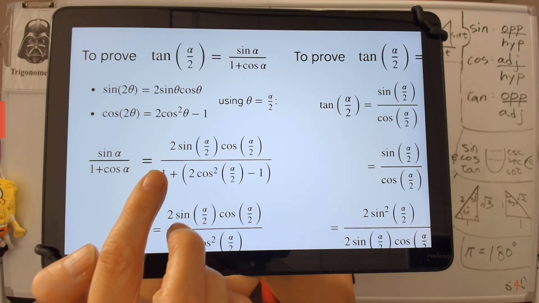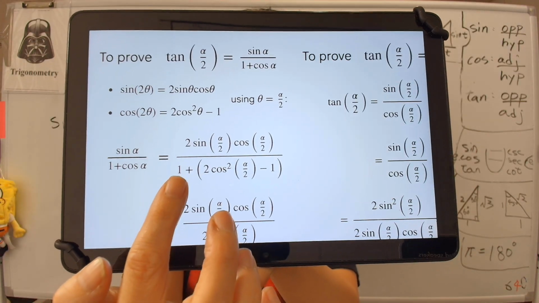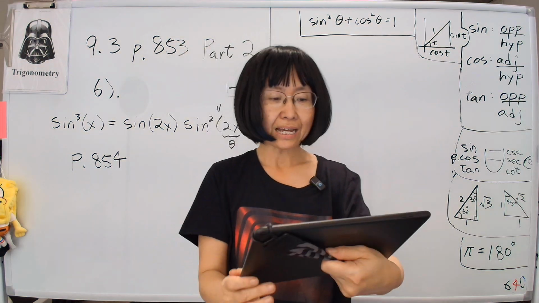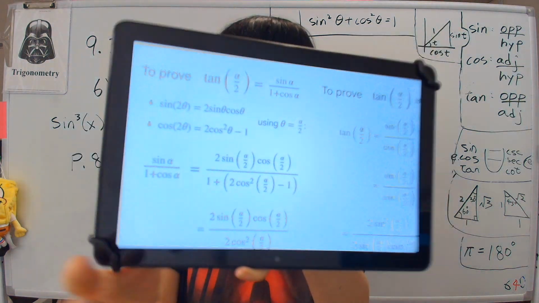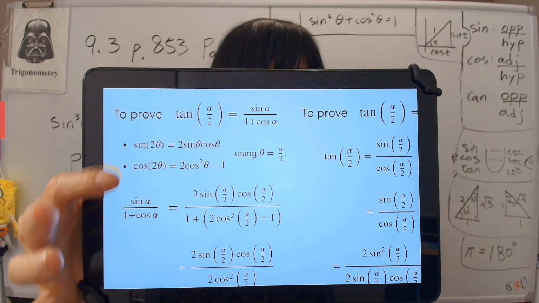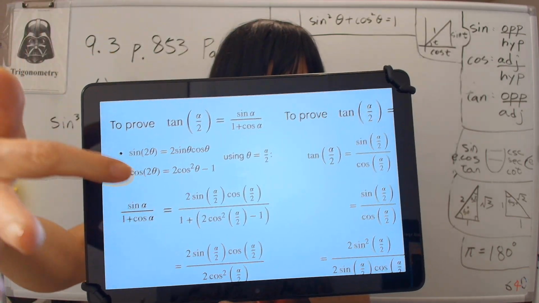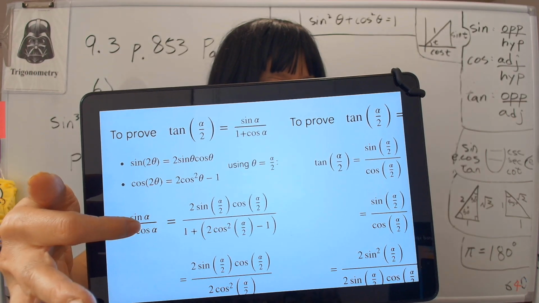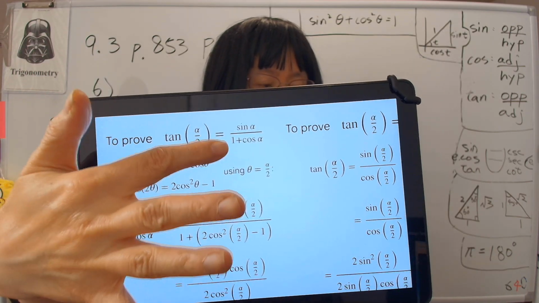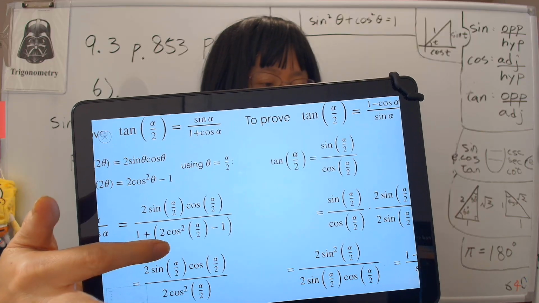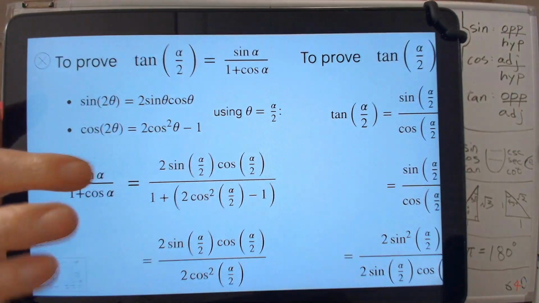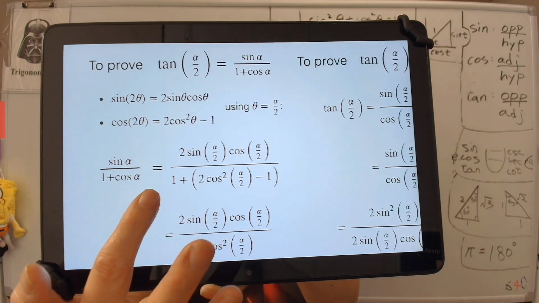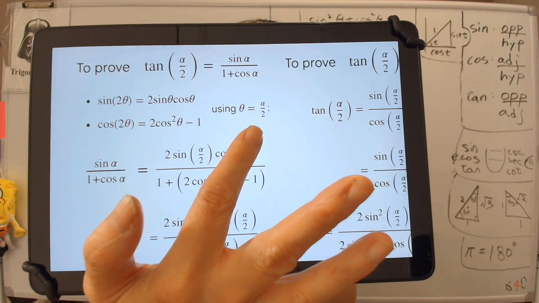So next, we'll do the 1 plus cosine alpha. I should say that we're starting the proof on this side. We're starting here, and we're going to work our way down to show that this is equal to tangent alpha over 2. So we're starting on the right-hand side and proving our way to the left-hand side. Okay, so continuing, 1 plus cosine alpha, alpha equals 2 theta from this equation here.